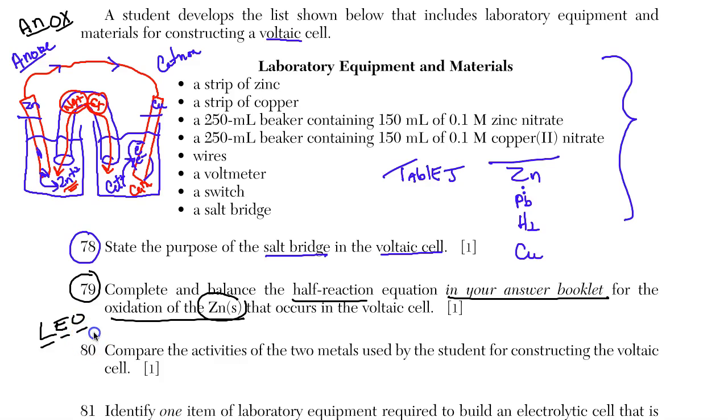Okay, number 80. In number 80, compare the activities of the two metals. I wish they would have said reactivities, but that's what they're talking about for constructing the voltaic cell.